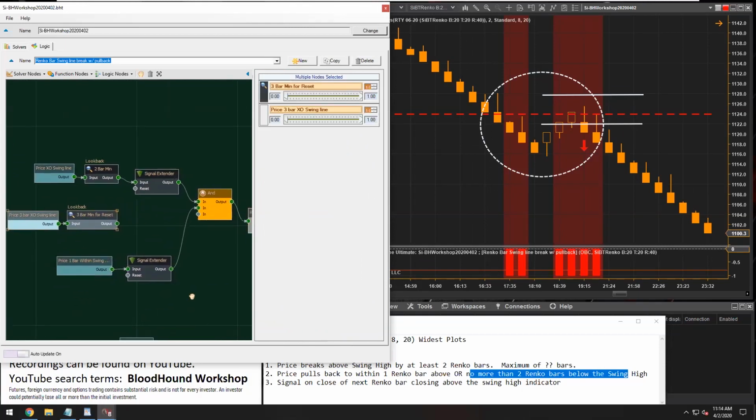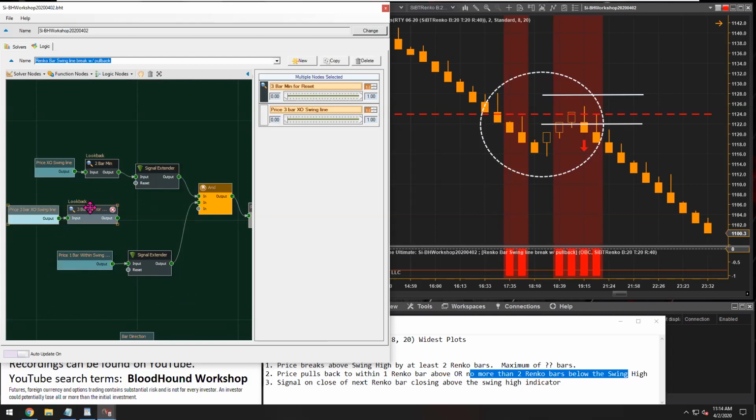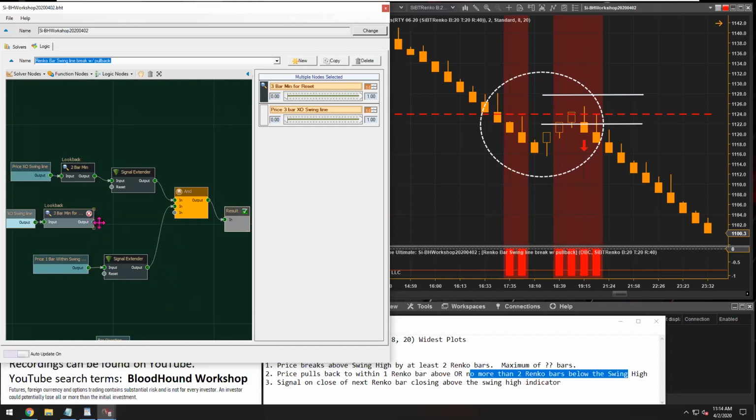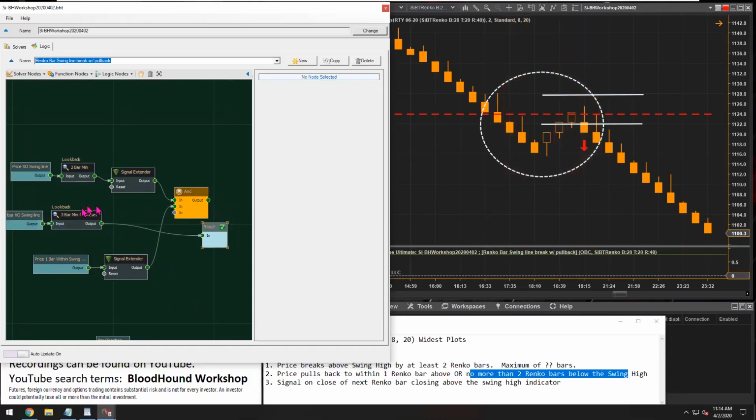There. So what I'm going to do is use this. Let's see here. So remember, this is our reset signal, which is detecting if there's 3 bars or more, right? So if we have more than 2 Renko bars, so if we have 3 Renko bars, that is what this logic over here is detecting.